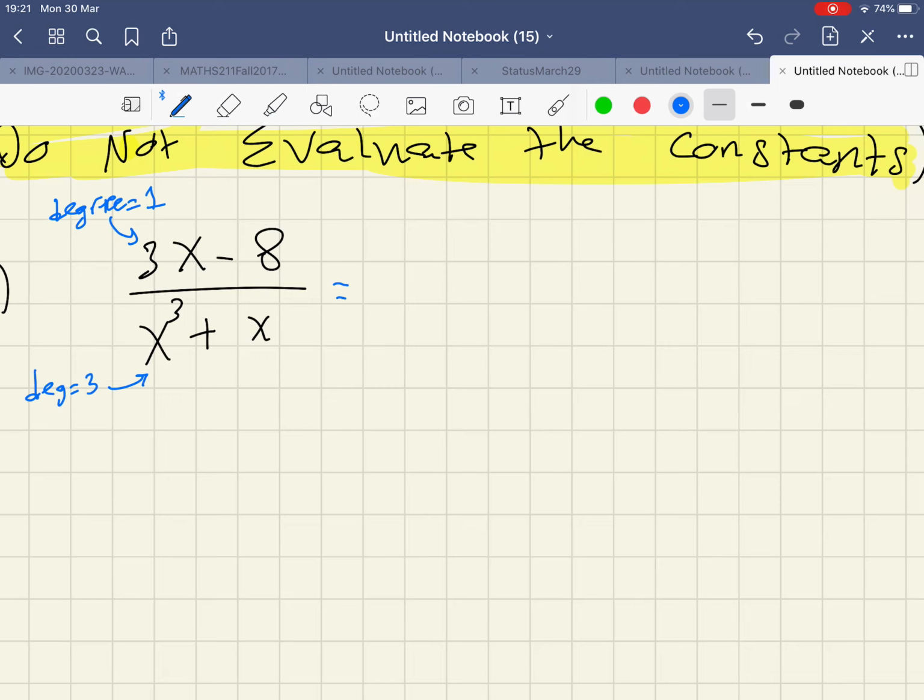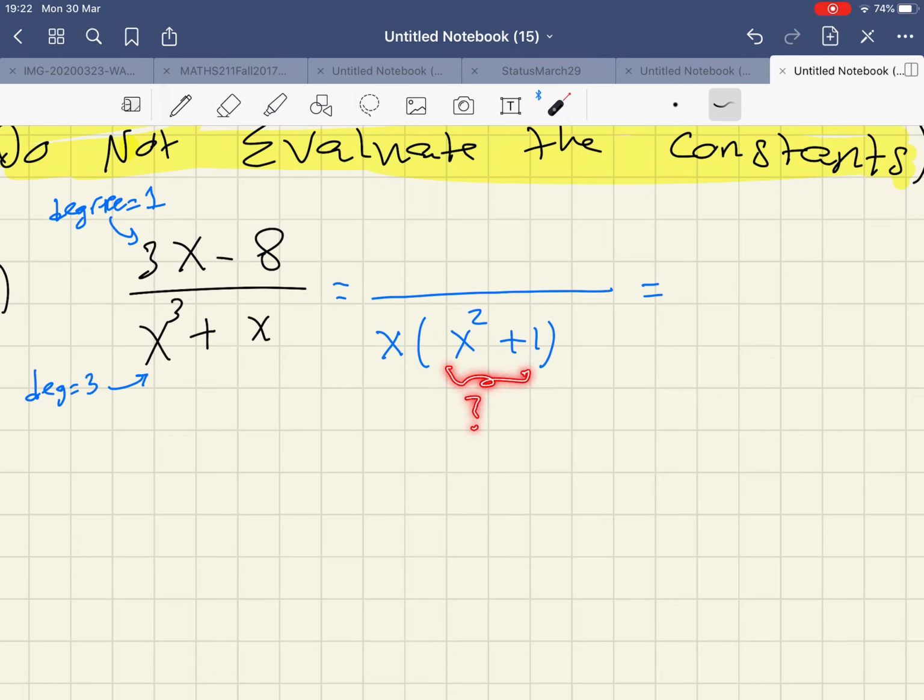We just need to write the factorization. If we factor this one, we take x as a common factor, so this is x times (x squared plus 1). Now you ask yourself, can we factor this one? Yes or no? Well, it depends.